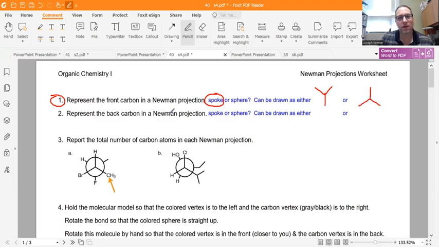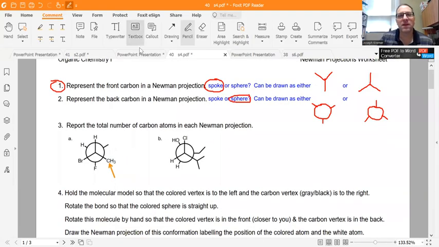Represent the back carbon in a Newman projection. That's a sphere, and it can be drawn spherically, analogously, 2 up, 1 down. And by the way, these pegs should be shorter, or 1 up and 2 down. And that's number 1 and 2 already.